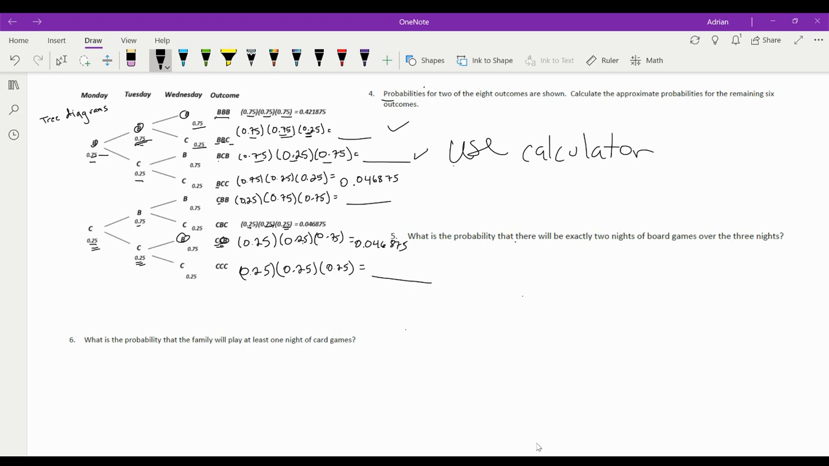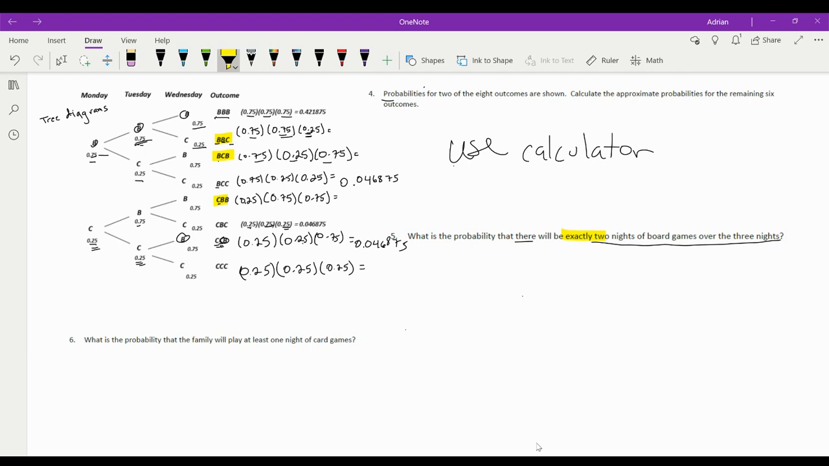What is the probability that there will be exactly 2 nights of board games over the 3 nights? Well, I'm going to clear this up so I can figure this out. So I need exactly 2 nights of board games. So I only need 1 card game. So I'm going to highlight the ones that I'm talking about for number 5. They're exactly 2. Exactly 2 of what? Board games. Exactly 2 board games.